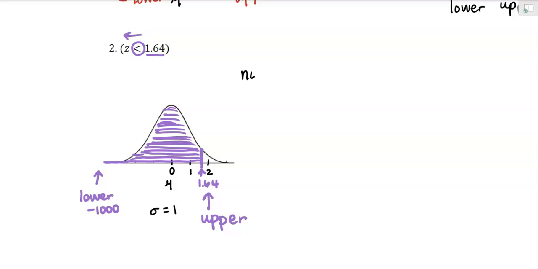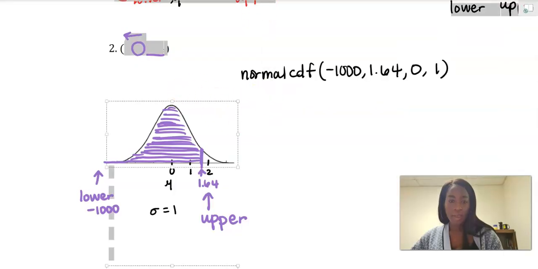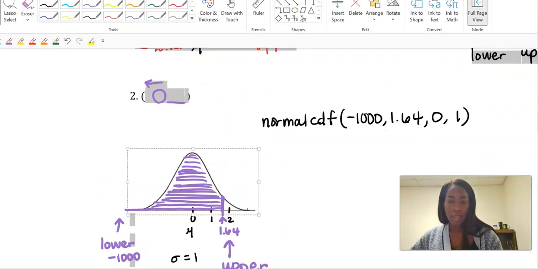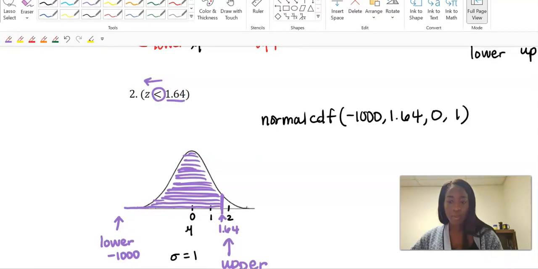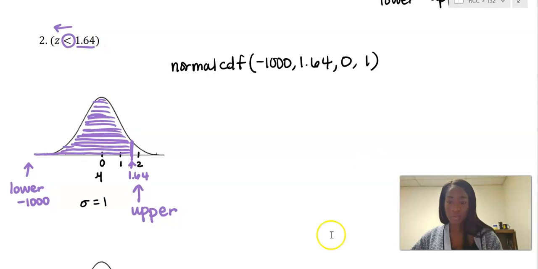So in our calculator, we will have a normal CDF, negative 1,000 as our lower bound, 1.64 as our upper bound, 0 for mu, and 1 for our standard deviation of sigma. So I have my calculator pulled up. And what we are going to do now is we're going to use our calculator to actually compute this.